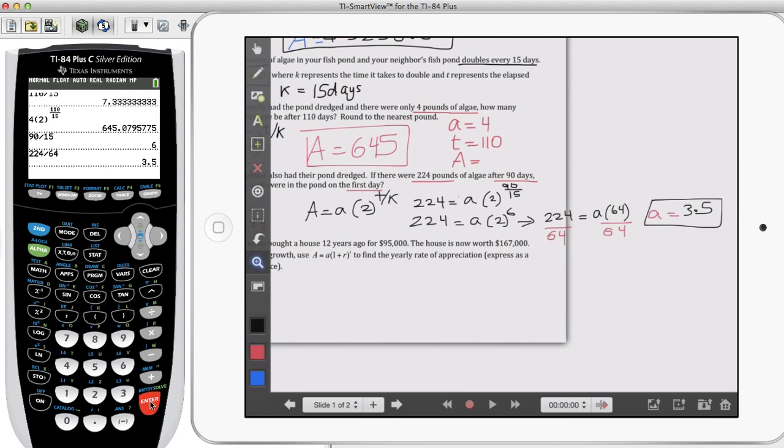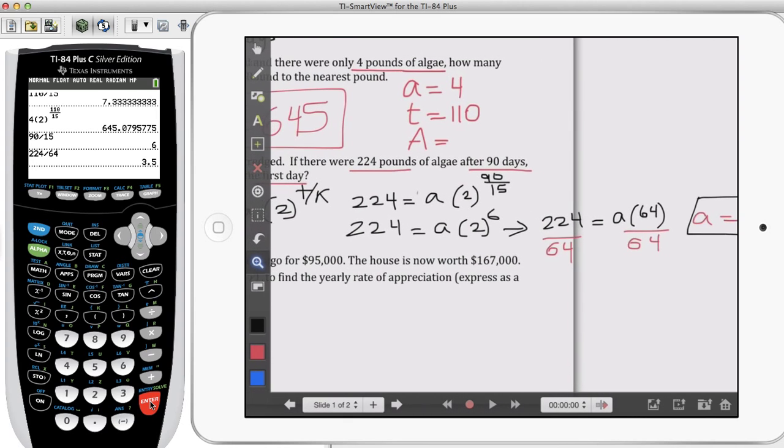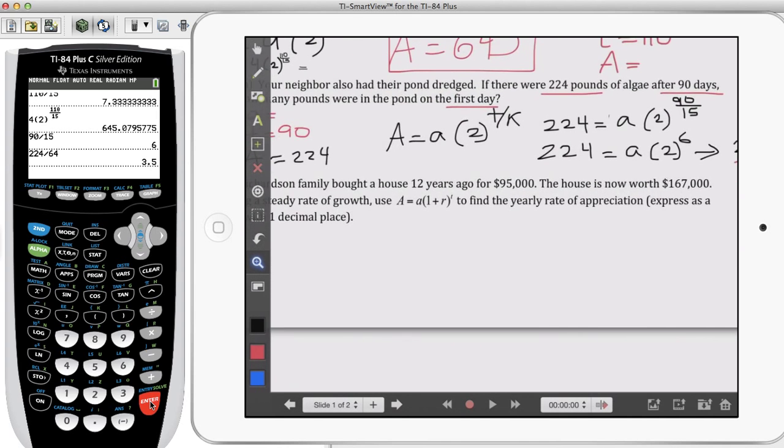Now could you have included the whole thing in your calculator? No, because you needed a. So you need to find this first, which I did. I got 64. And then you have to divide by 64 to get a. And that's part B in number 3.